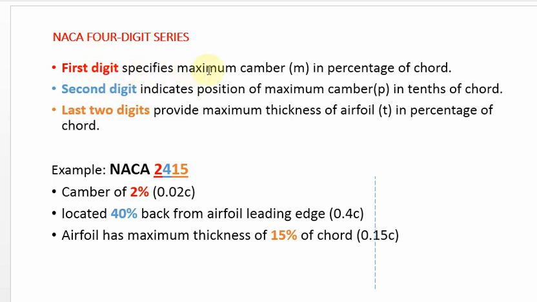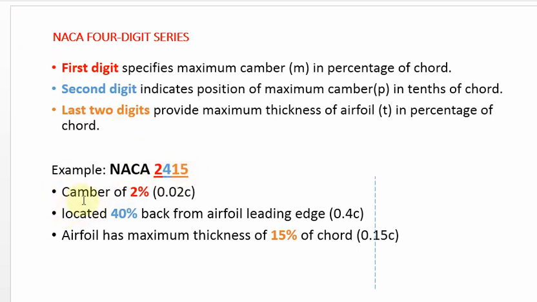Again, coming to here, the first digit specifies the maximum camber value, so let us use M. The second digit indicates the position of the maximum camber, P, in tenths of the chord, and the last two digits provide the maximum thickness of an aerofoil, T, in percentage of chord. So this is the meaning of the individual digits. We can take the example of 2415 and see one by one.